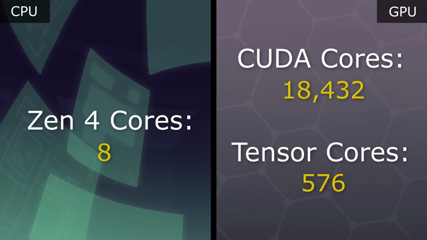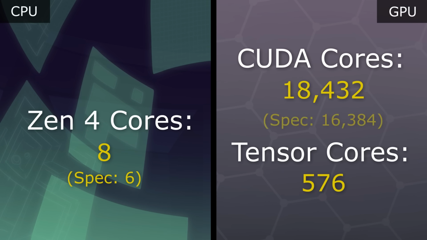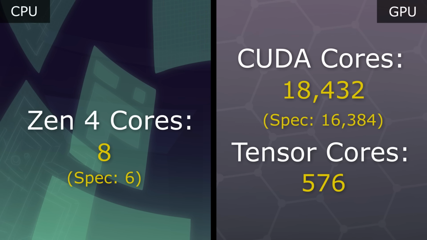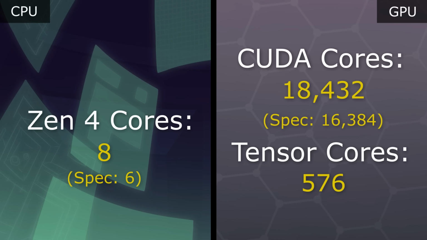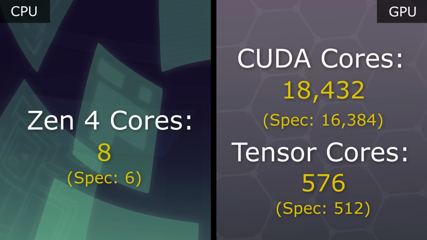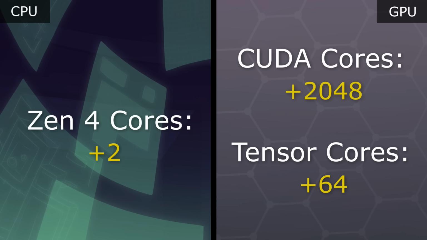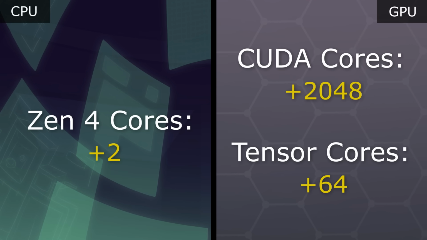The spec sheet said there would be 6 Zen 4 cores, but we counted 8. It said there would be 16,384 CUDA cores, but we counted 18,432. It said there would only be 512 Tensor cores, but we counted 576. We are over by 2 Zen 4 cores on the CPU side, 2,048 CUDA cores, and 64 Tensor cores on the GPU side. What did we do wrong?